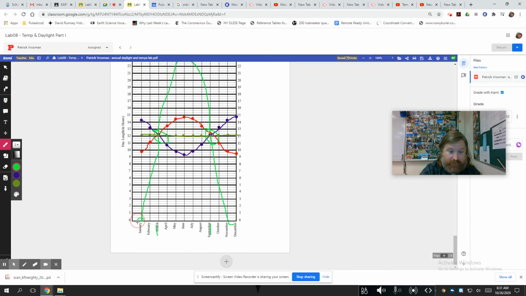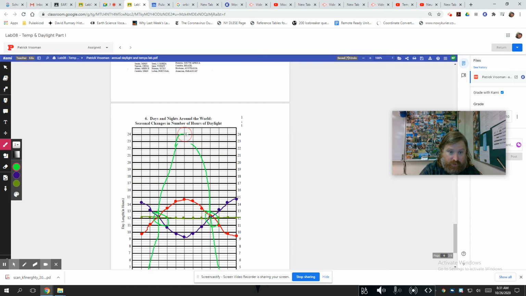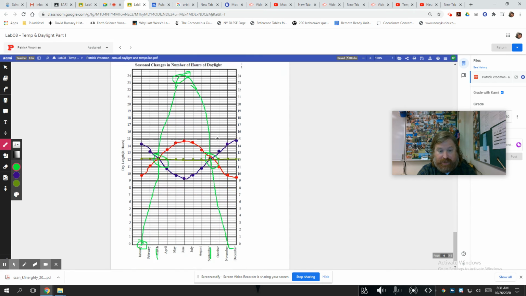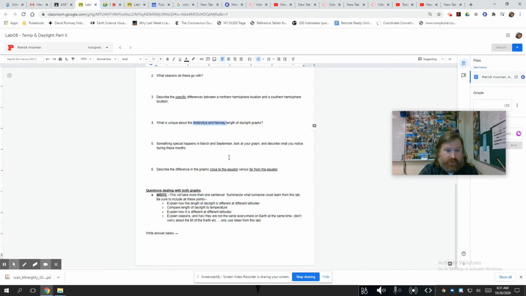So they have some time of the year where they have absolutely no sun, and it goes here through 12 in March, and all the way up to 24 here, where the sun's out all day long. 24 hours a day, it's light, versus 24 hours a day, it's dark. So that's kind of unique about their situation there.